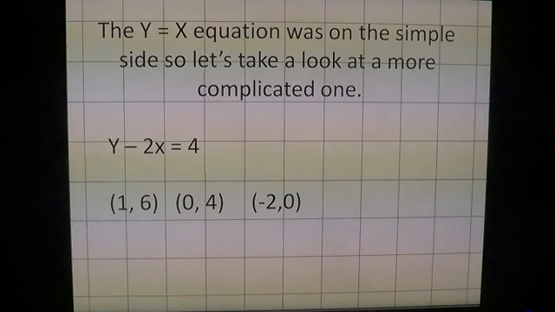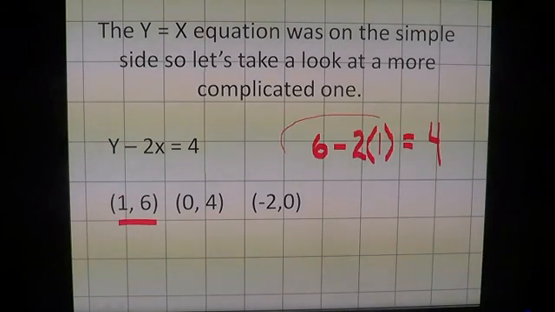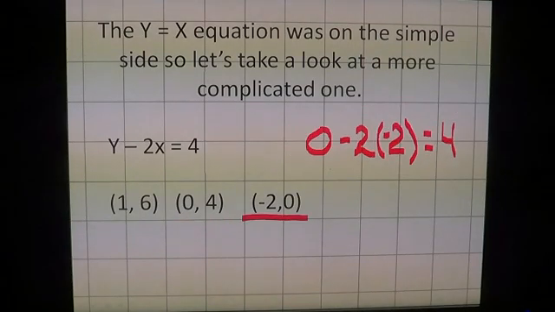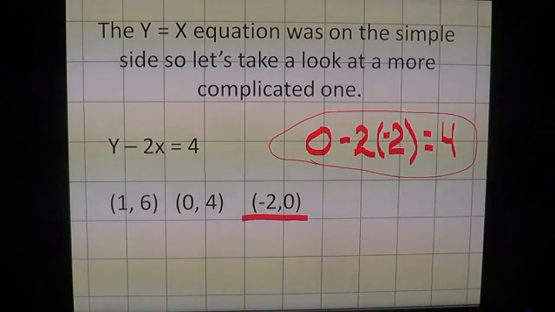And so if I say that y is going to be 6, that would mean that my x is going to have to be 1, and if I go ahead and crunch that out, I can see that, yeah, that works, that satisfies. If y is 6 and x is 1, it equals 4. And if I take a look at the next one, if x is 0, y is 4, it satisfies the equation. And if x is negative 2 and y is 0, it satisfies the equation likewise. So that took a lot of work.